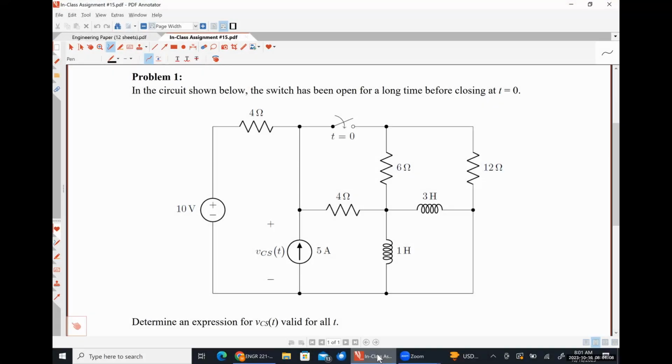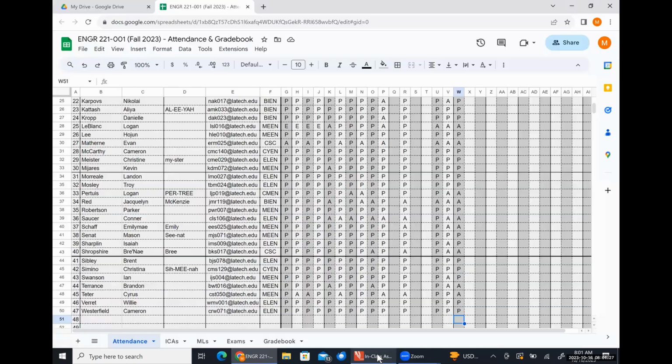So the first thing that we're going to do today is take a look at in-class assignment number 15. I don't recall whether or not you were ever assigned any in the homework sets, but this might be the first problem that you face where we have two energy storage elements. Let me take just a moment to switch things over here.